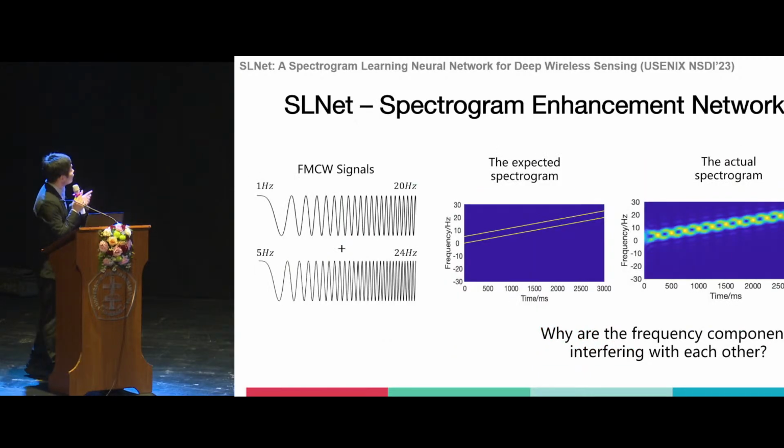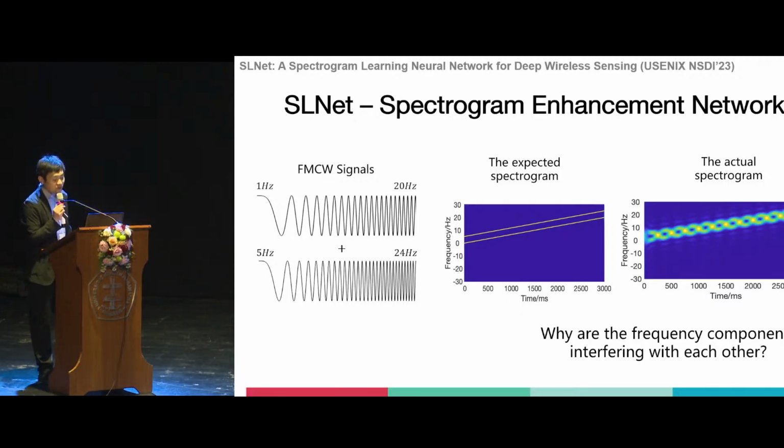So our motivation for SEN, the spectrum enhancement network, comes from a simple observation. We synthesize two chirp signals whose frequencies go from 1 to 20 hertz and from 5 to 24 hertz. Ideally, if we plot their spectra with a perfect Fourier transform, we should see two clean straight lines in the middle.